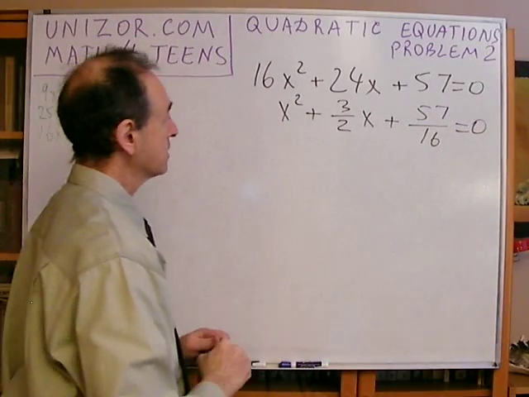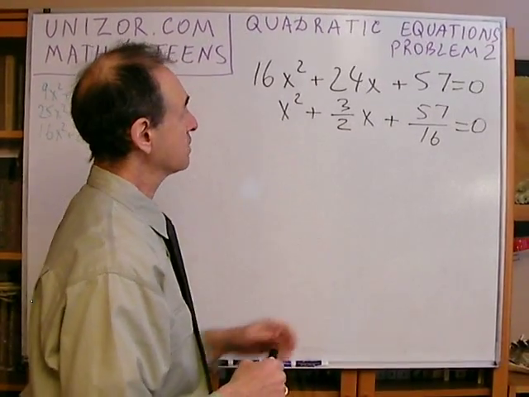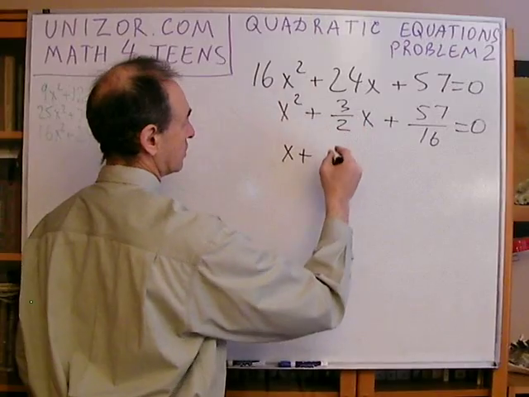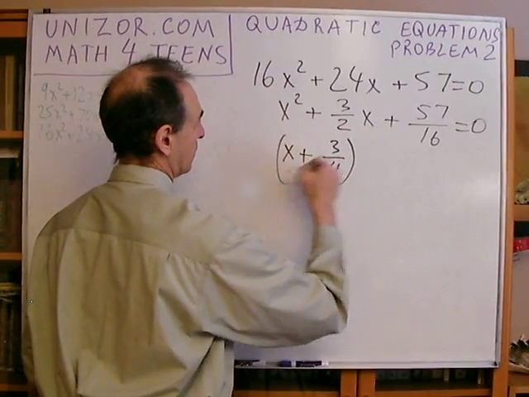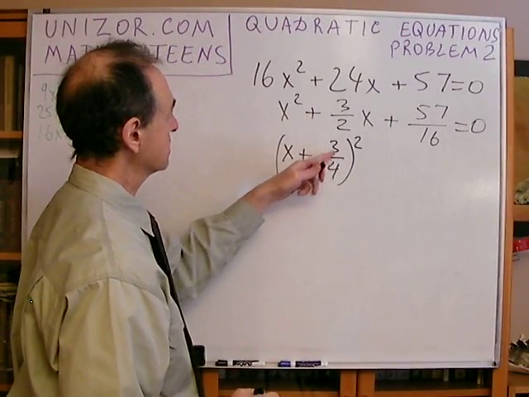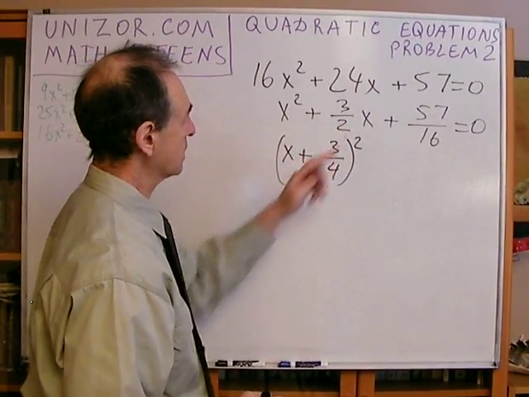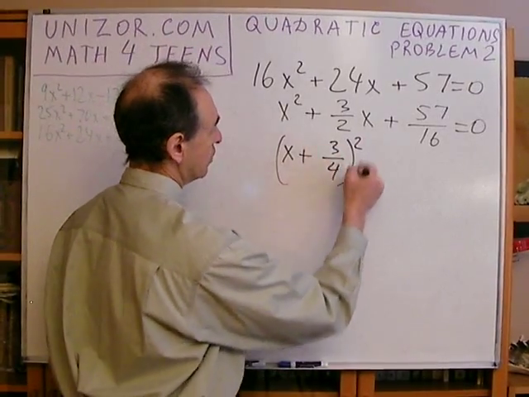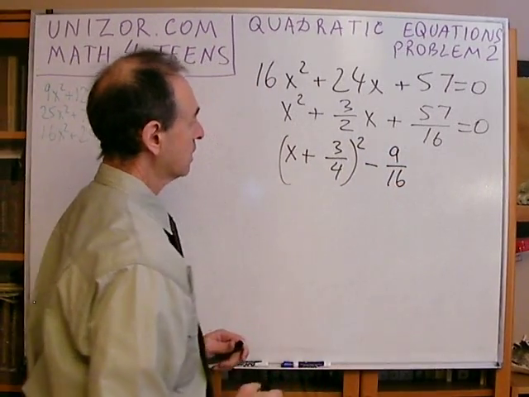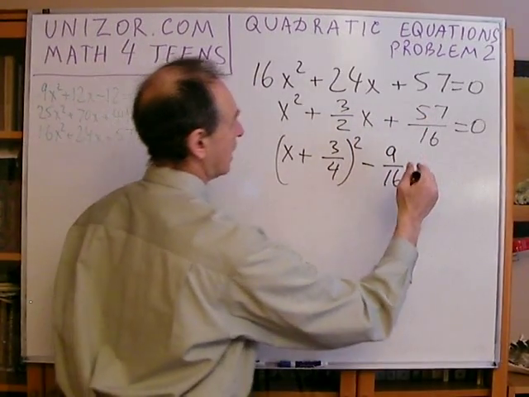Now, the next thing is to make it a full square of something. x squared plus 3 over 2 x will be x plus half of this coefficient, which is 3 over 4, squared. Now we satisfied x squared, and 3 over 4 times x times 2, which is 3 over 2 x, is satisfied as well. But this also has the square of this number, which is supposed to be subtracted to make it invariant. So now we have transformed this piece into this piece, and we still have 57 sixteenths.